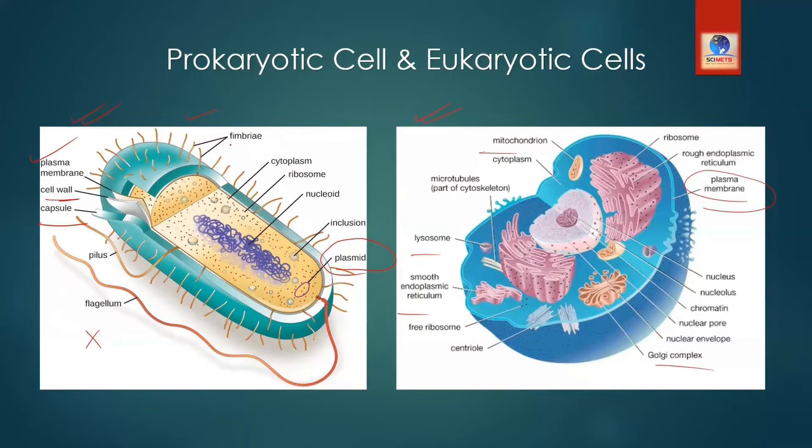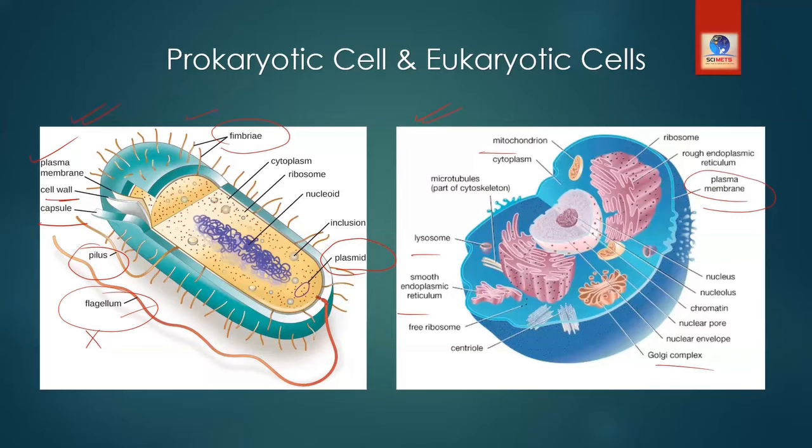Also, there are these structures known as fimbriae, pilus or pili, and flagellum or flagella. These structures basically help the prokaryotic cell to attach to any substratum, or the flagellum, which specifically helps in movement of the prokaryotic cell. These structures are mostly absent in eukaryotic cells.